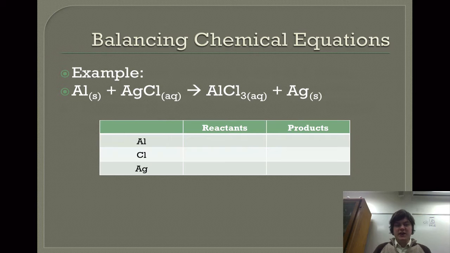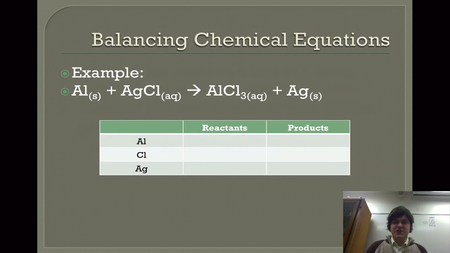Okay, I've got an example ready for when solid aluminum reacts with a silver chloride solution to form aluminum chloride and solid silver. So the first thing that we're going to do is recognize that we already have all of the chemical symbols converted. We already have a skeleton equation. So we are going to jump into counting the number of atoms on each side of the equation.